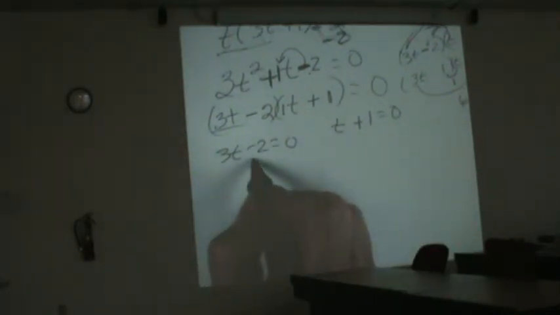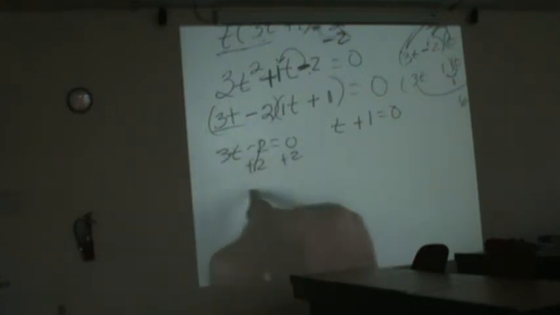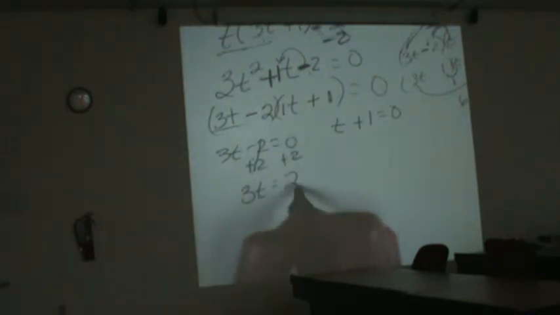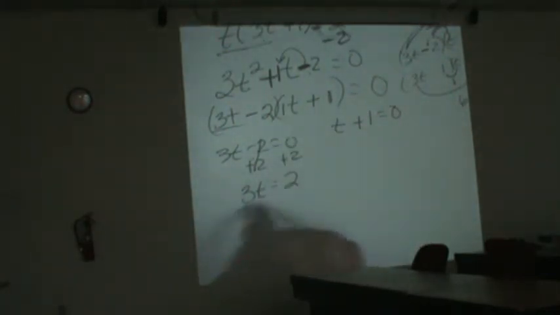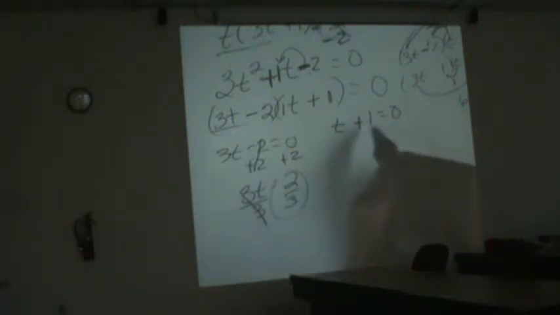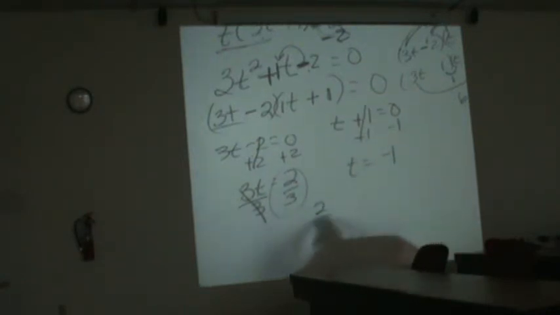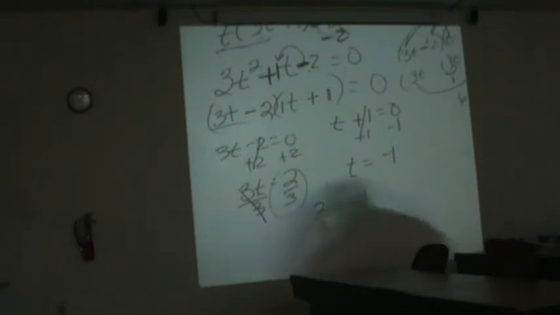First thing we have to do on this one is add 2. Bring the 3t down. 0 plus 2 is 2. Next step is divide by 3. So 2/3 is an answer, and this one, just subtract 1. So you got 2/3 and negative 1.